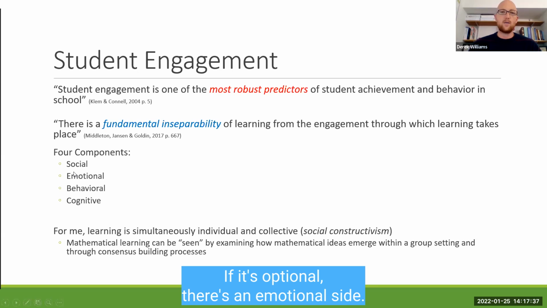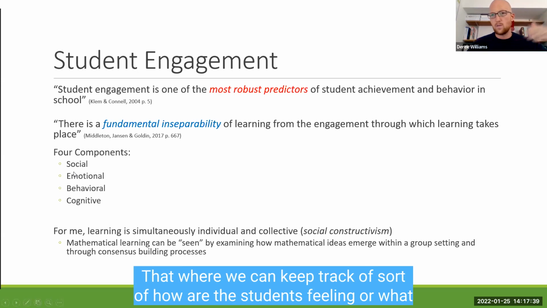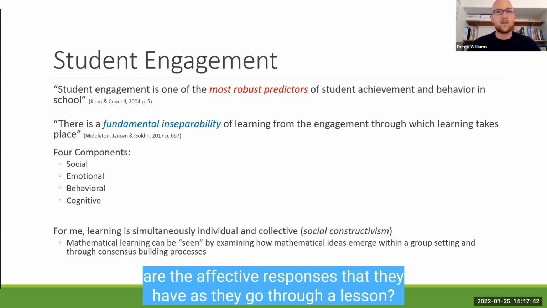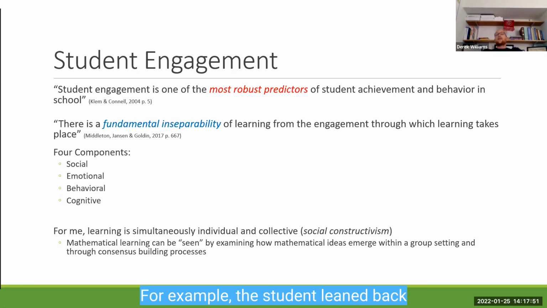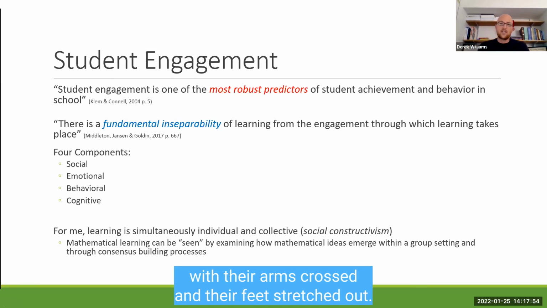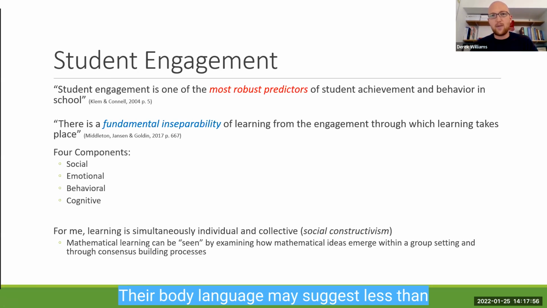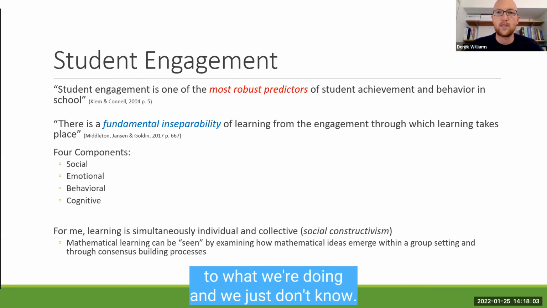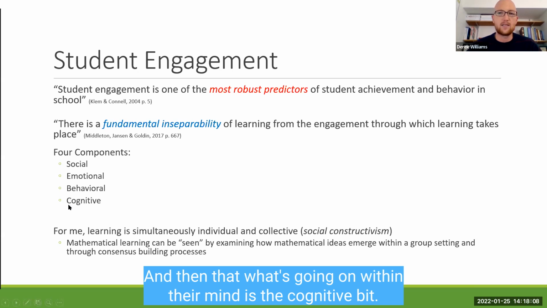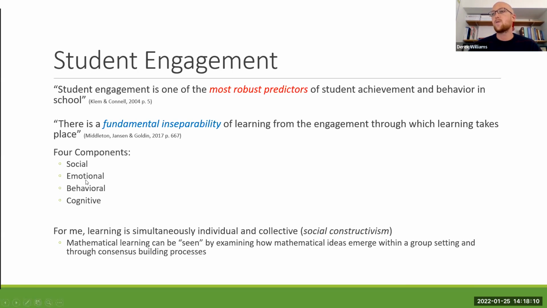There's an emotional side where we can keep track of sort of how are the students feeling, or what are the affective responses that they have as they go through a lesson. There's the behavioral piece that we can see, but still aren't very good at evaluating, right? For example, the student leaned back with their arms crossed and their feet stretched out. Their body language may suggest less than attentive, but at the same time, we don't know what's going on in their mind, right? They could be paying very much attention to what we're doing, and we just don't know. And then what's going on within their mind is the cognitive bit, right?